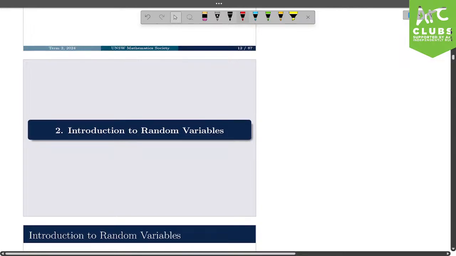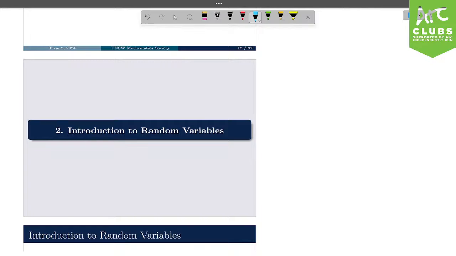All right, we've spent a little while on our introduction to probability, so I guess we'd better get over to an introduction to random variables. I'm just going to have a quick water break.